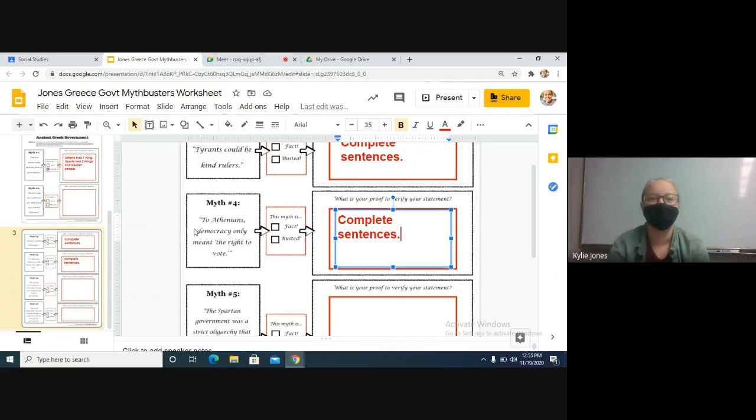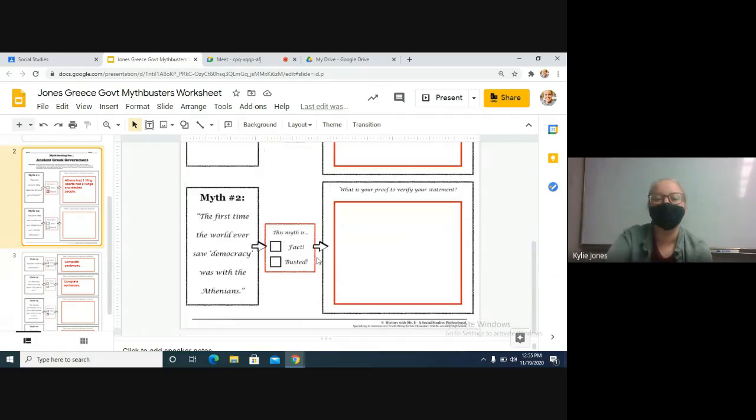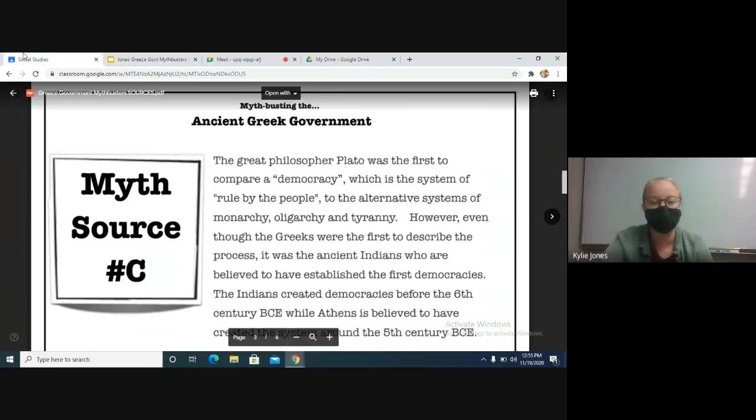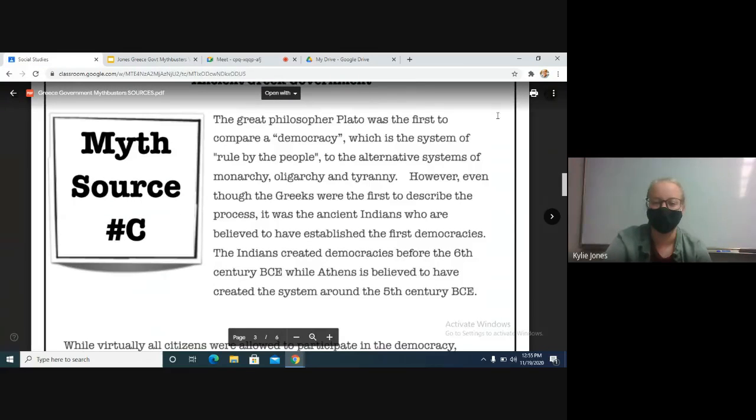So you should be able to answer number 4 here. And then if you go up to slide number 2, I'm pretty sure you can answer number 2 here. Was the first time democracy was ever used with the Athenians? So in Athens, was that the first place that the word democracy was ever used? Complete sentences. Yep, it is in this one, and it's actually in that first paragraph as well.